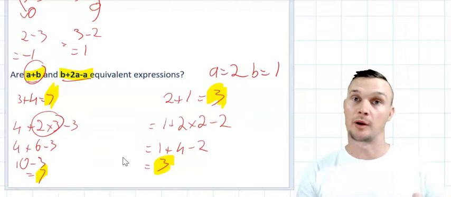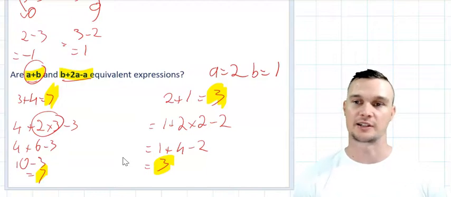You determine that by substituting in for the pronumeral and determining if you get the same value or the same response for the LHS and the RHS.